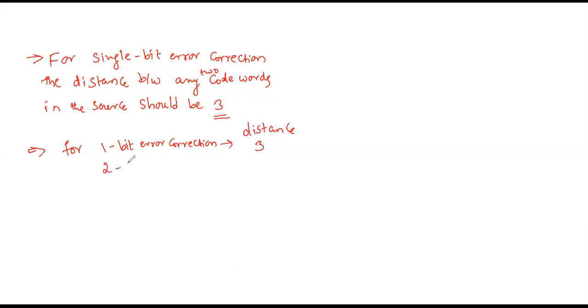Similarly, for 2-bit error correction, the distance should be 5. If you generalize for n-bit error correction or r-bit error correction, the distance should be 2r plus 1. This is the formula you need to remember. To do the error correction, the distance should be 2r plus 1.